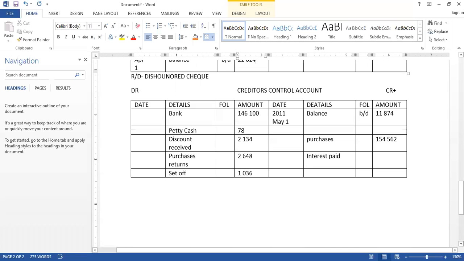Okay, and then from there, now that you are done with our debtors control account, we go to our creditors control account and balance it off. Looking at our creditors control account, you can already tell that our credit side is the biggest. So we find the biggest amount. 154,562 plus 11,874.